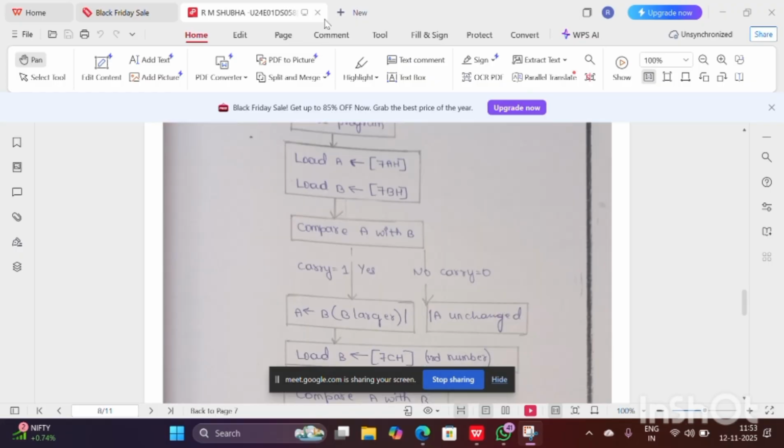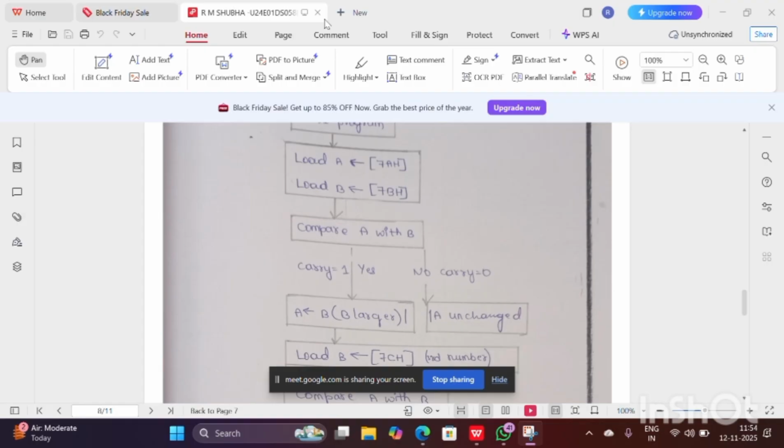My name is Shubha. I am explaining about the flow diagram. First, start and load number 1 from 7AH. Compare with number 2. Then keep the larger in A. Compare A with number 3 from 7CH. Keep the larger in A. Store A at 7DH.